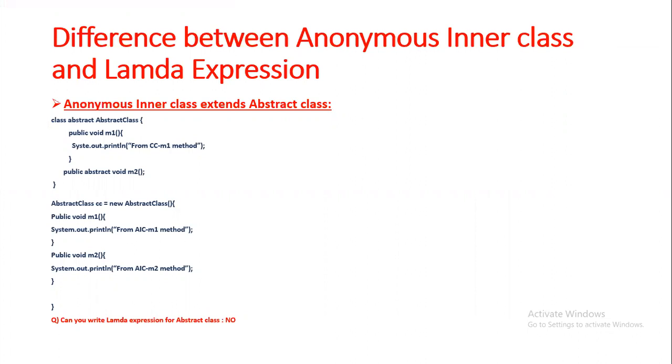Point 1 is what, boss? Anonymous classes can extend concrete classes, and they can override that logic and we can provide it. But lambda expressions cannot. We cannot write lambda expressions for a concrete class. In the same way, anonymous classes can extend abstract classes, but lambda expressions cannot. Understand? Second point.